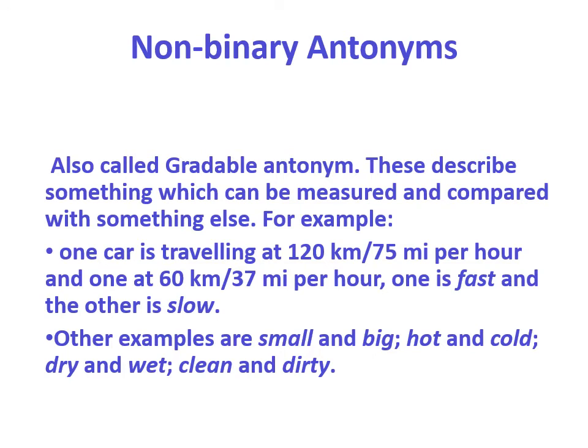Non-binary antonyms are so called gradable, not complementary. Gradable antonym describes something which can be measured and compared with something else. For example, one car is traveling at 120 kilometers per hour, or 75 miles per hour, and one at 60 kilometers or 37 miles per hour. One is fast and the other one is slow. But if it is not fast, it doesn't have to be slow. We can have a word in the middle. And we can put very fast, fast, or rather fast or quite slow.